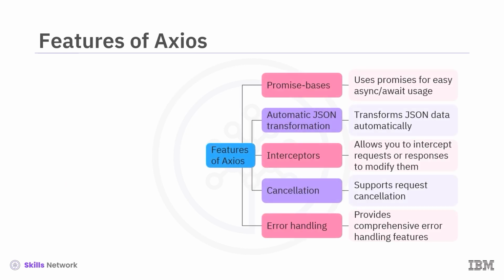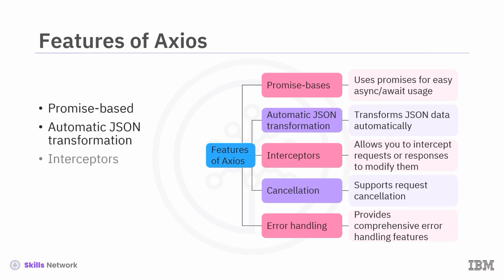Now, let's take a look at some key features of Axios. Axios offers the following features. It uses promises for easy async await usage. It transforms JSON data automatically. It allows you to intercept requests or responses to modify them. It supports request cancellation. And it provides comprehensive error handling features.